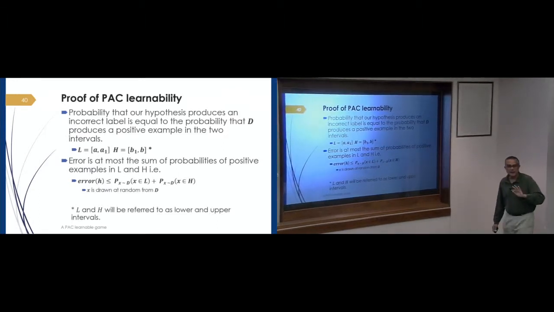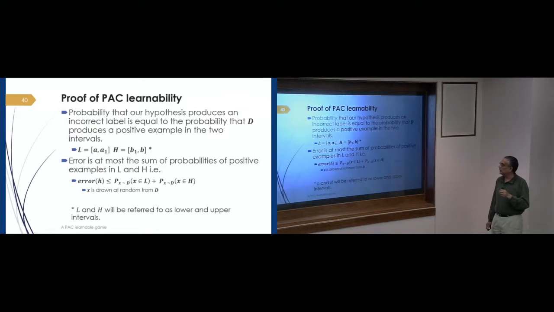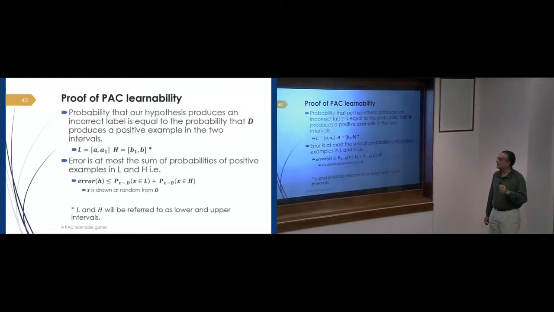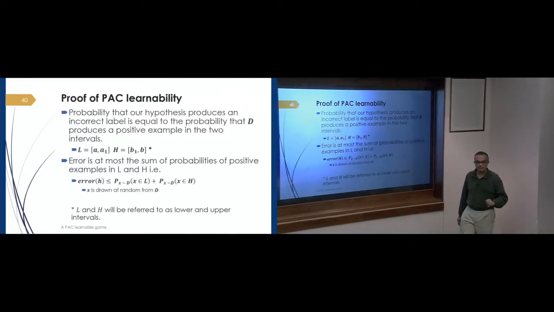Okay. So now the error, therefore, is the sum of the probabilities of these examples in these two intervals, which we call L for low and H for high. So these are the two intervals. So the error of our hypothesis is, using the distribution D, X belongs to L and X belongs to H.